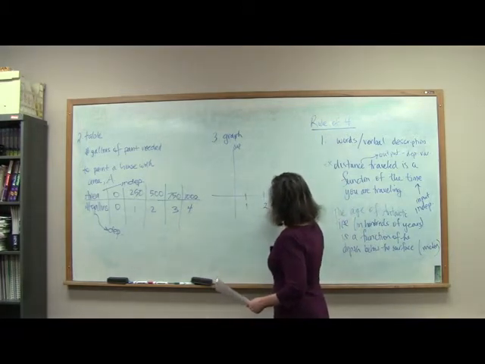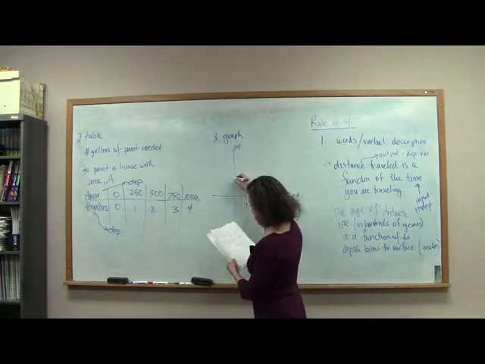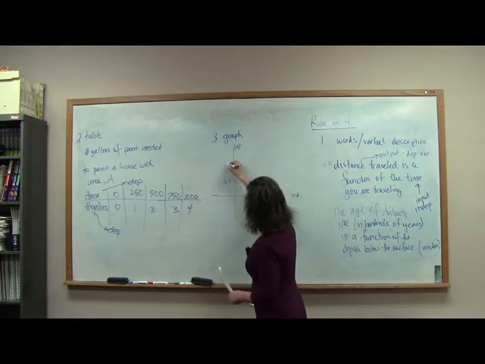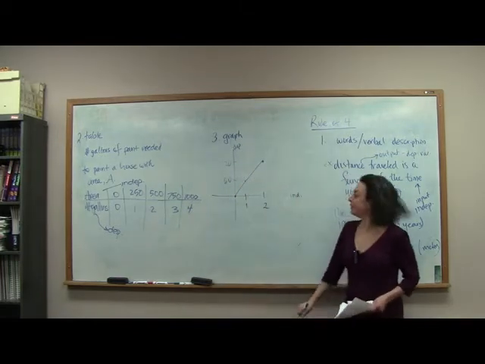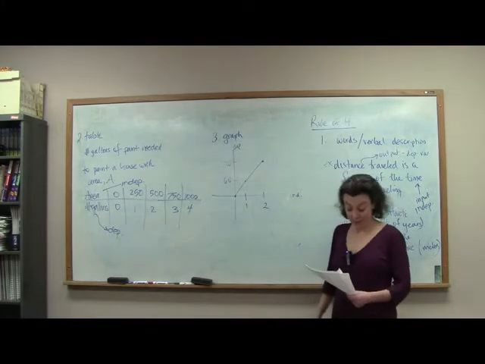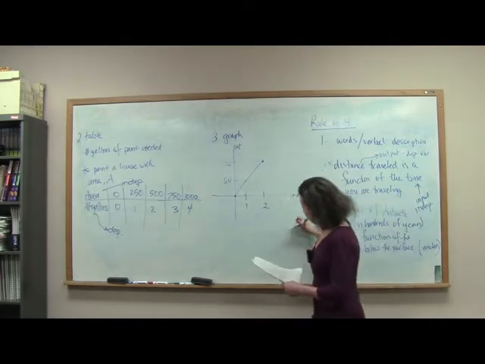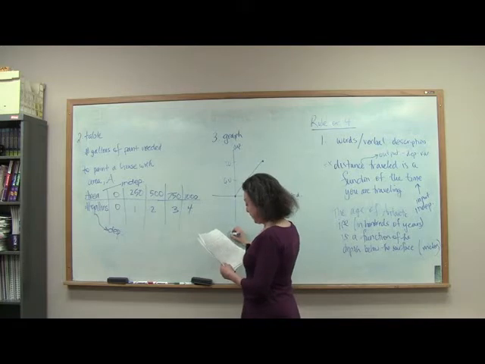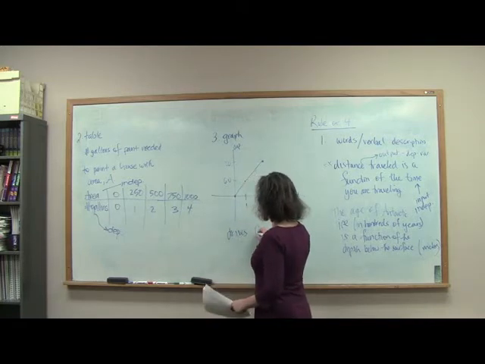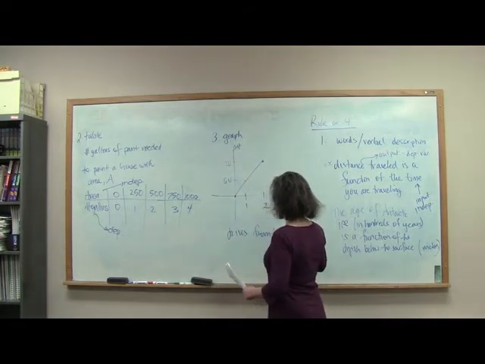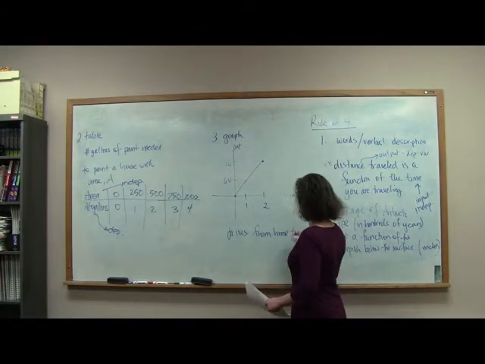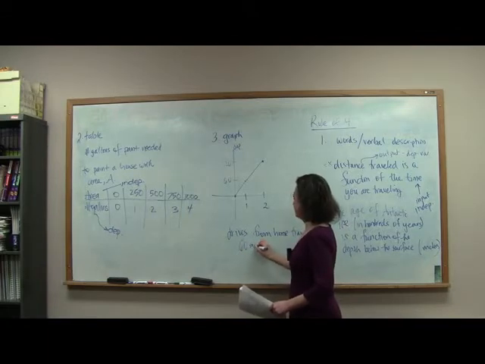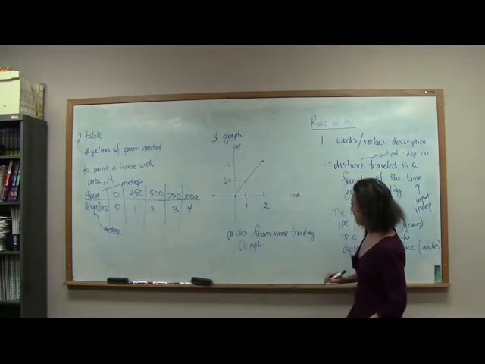So let me just draw this graph, and then I'll tell you the little story behind the graph. Suppose somebody drives from home traveling 60 miles per hour. Okay?